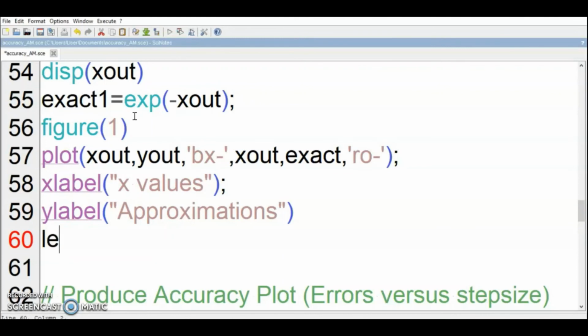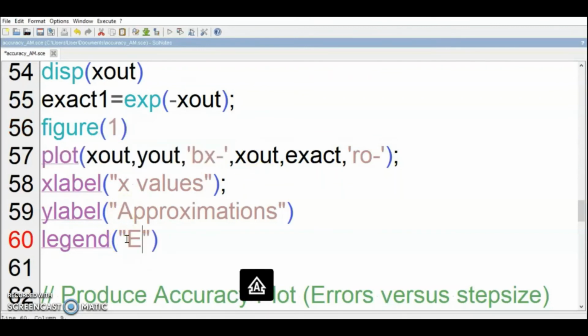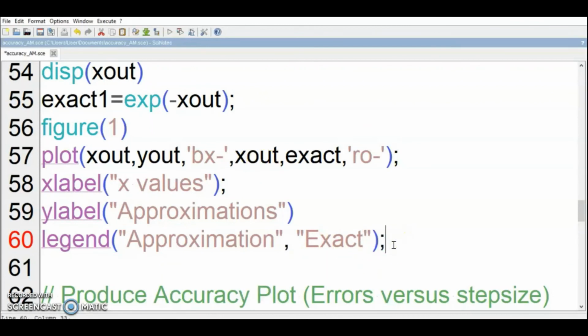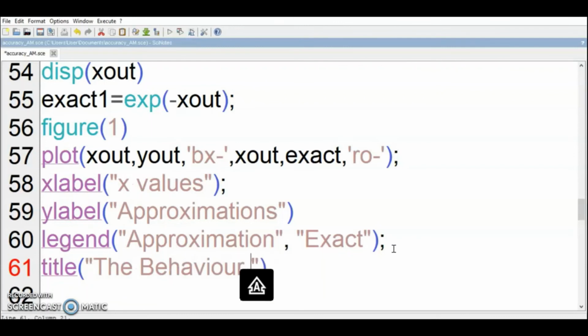Now we need a legend here because there are two graphs. One is the approximation, one is the exact. So the first one is my approximation, and the second one is my exact. And don't forget the title, the behavior plot. So what's the behavior plot? You'll know that soon.